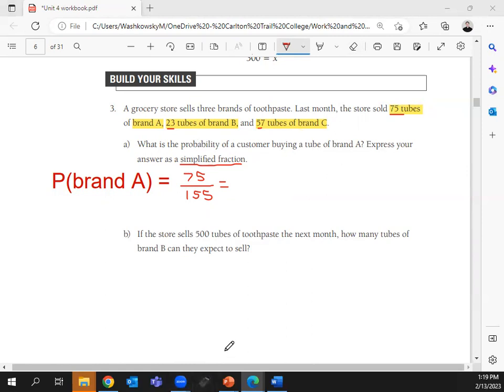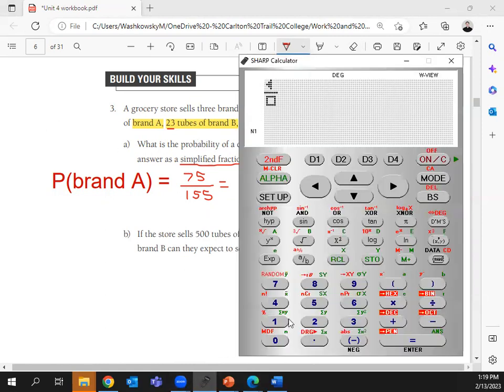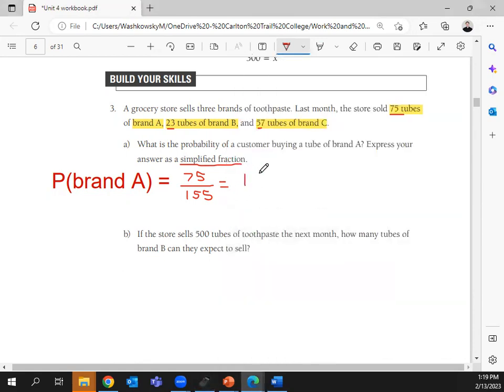Now, the nice part here is maybe you're not too great with simplifying it mentally. That's okay. Just punch it in your calculator. It'll tell you. 15/31. Cool. I'm going to circle that. That's my answer.